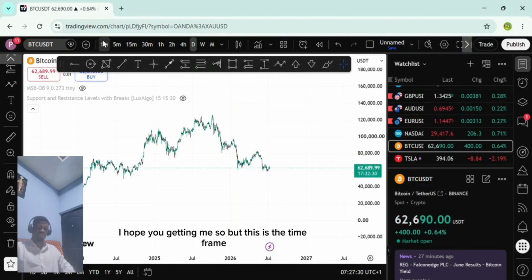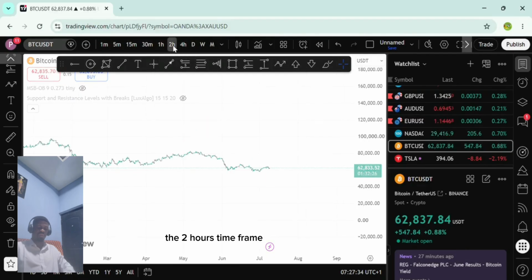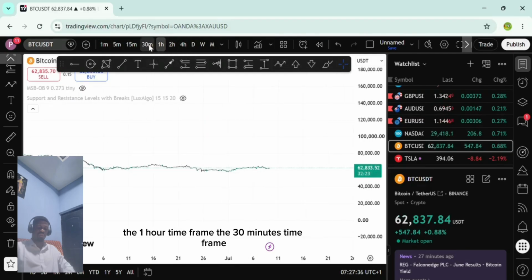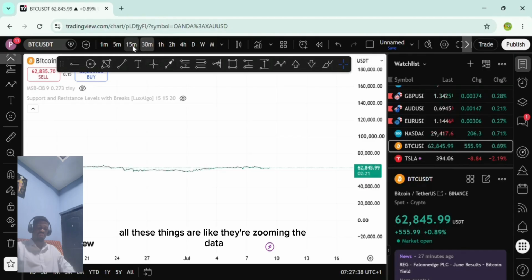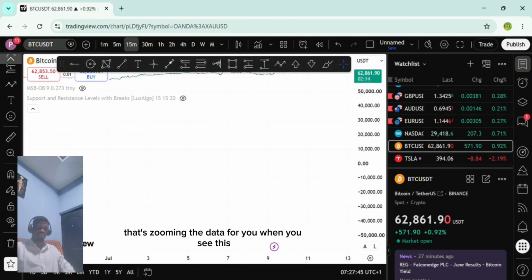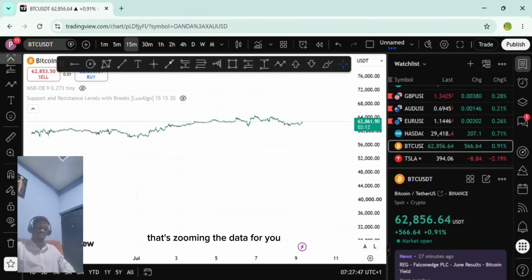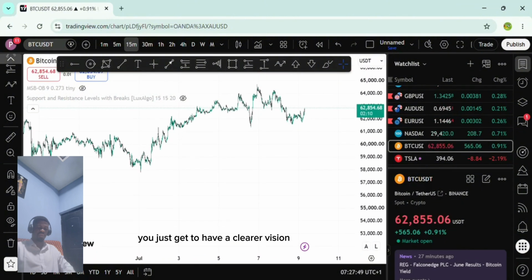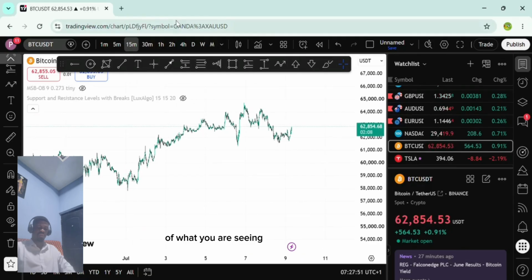But this is the time frame. You see the daily time frame, the 4 hours time frame, the 2 hours time frame, the 1 hour time frame, the 30 minutes time frame. All these are zooming the data for you. You just get a clearer vision of what you are seeing.